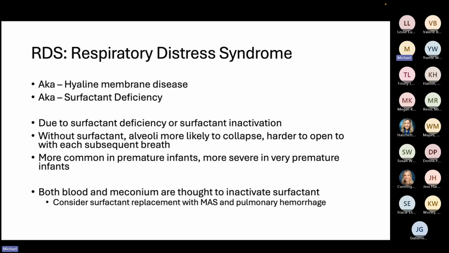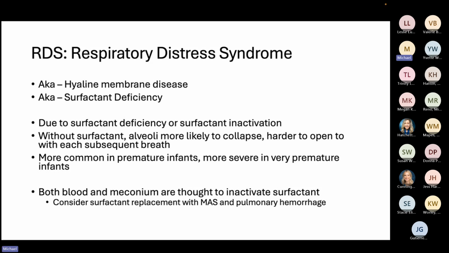Respiratory distress syndrome is our next disorder. The old school names for it are hyaline membrane disease or simply surfactant deficiency. It can be due to either surfactant deficiency, depending on the gestational age at birth, or surfactant inactivation. You can see surfactant inactivation at any gestational age. It is most common with either a meconium aspiration or a blood aspiration in cases of swallowed maternal blood, or from a pulmonary hemorrhage.